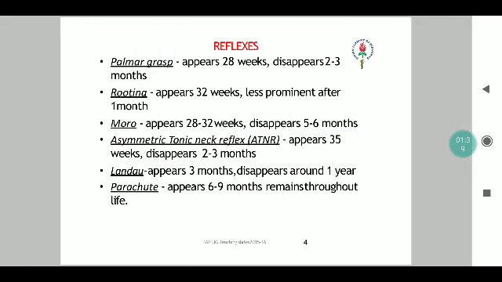Now, the primitive reflexes which I mentioned have to be lost before attaining a new milestone. Some of these reflexes include the palmar grasp, which appears at 28 weeks and disappears by 2 to 3 months. Rooting reflex, which appears at 32 weeks and is less prominent after 1 month. Moro reflex, which appears at 28 to 32 weeks and disappears at 5 to 6 months. The asymmetric tonic neck reflex, which appears at the 35th week and disappears by the 3rd month. Landau reflex, which appears at 3 months and disappears at 1 year, and the parachute reflex, which appears at 6 to 9 months, remaining throughout life.